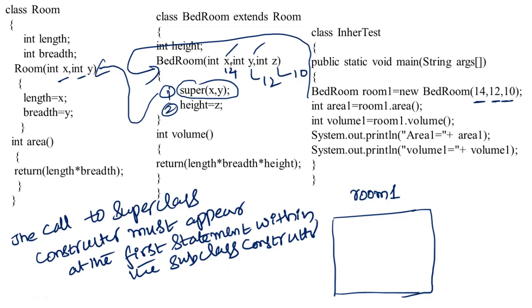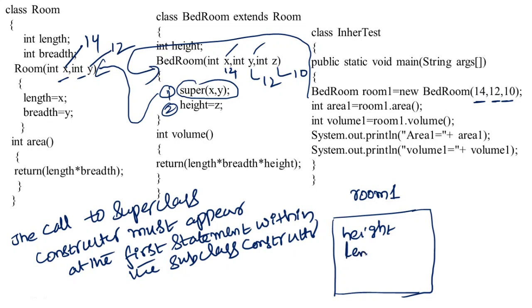What is my X value? 14. This 14 will be copied to X. What is my Y value? My Y value is 12. I will enter inside. Therefore, room1 is the object. What is the class name of this particular object? Bedroom. What will you get? You will get height. Of course, Bedroom is a subclass, which will get all the properties of the superclass.